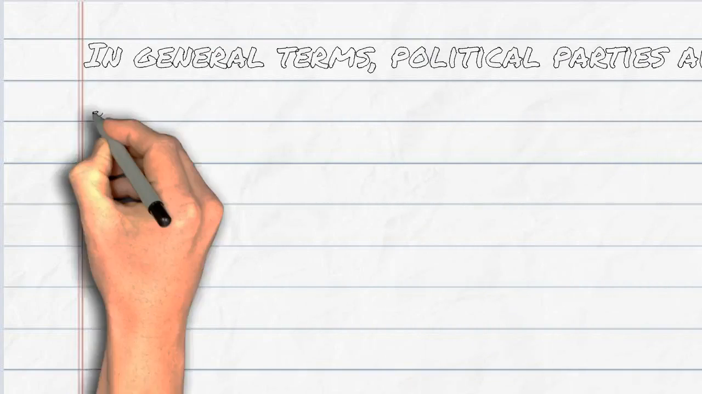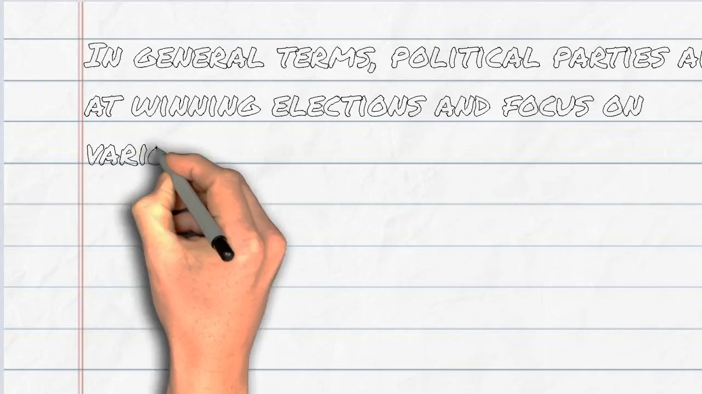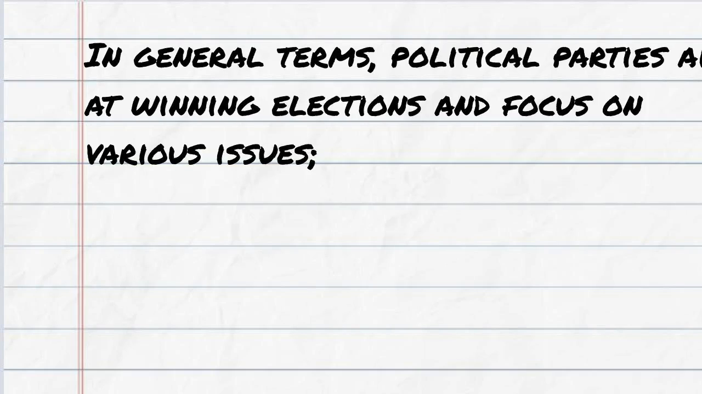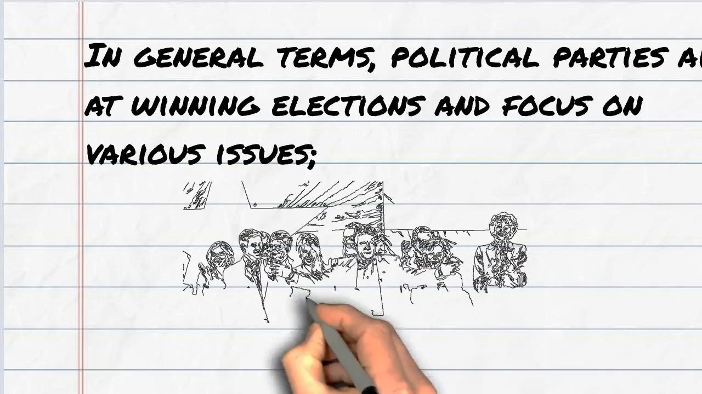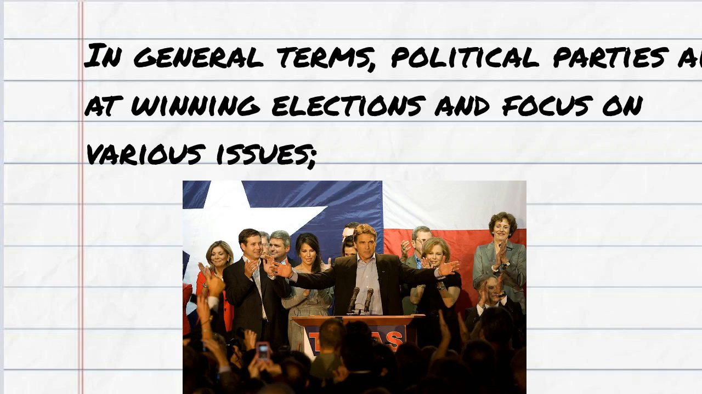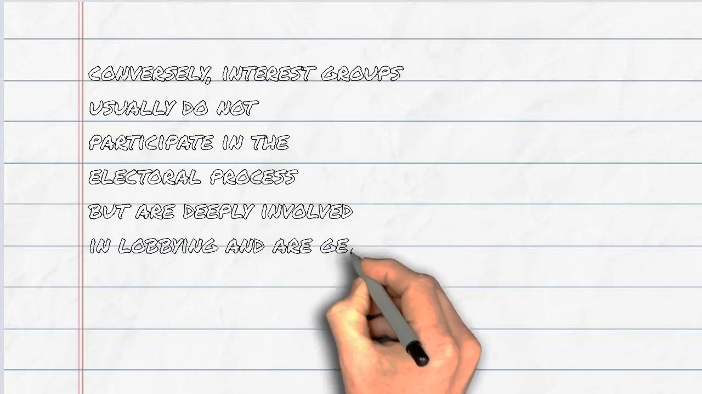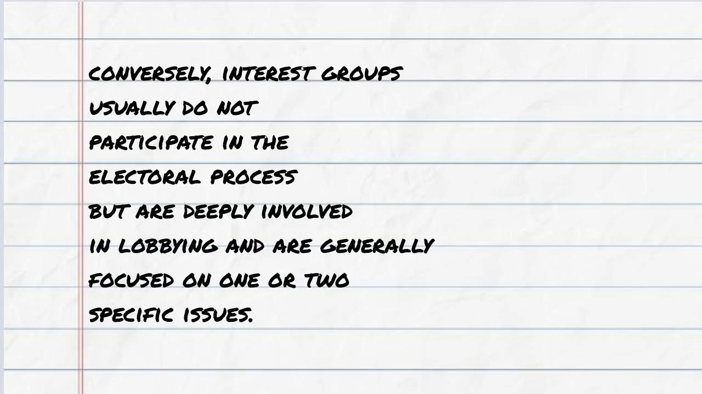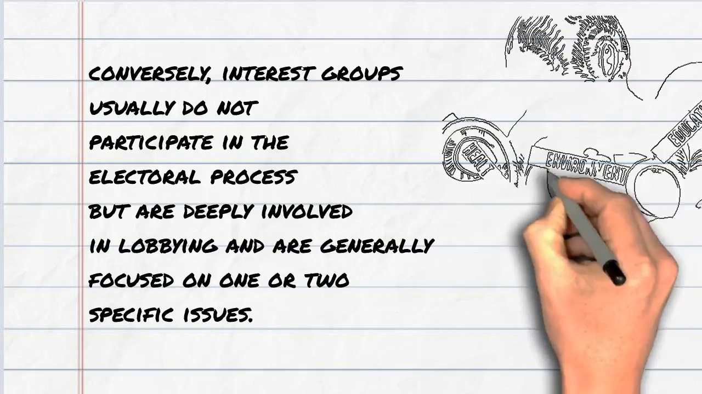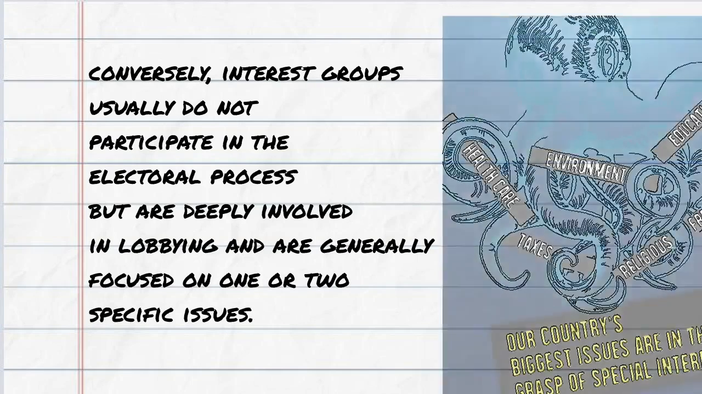In general terms, political parties aim at winning elections and focus on various issues. Conversely, interest groups usually do not participate in the electoral process but are deeply involved in lobbying and are generally focused on one or two specific issues.